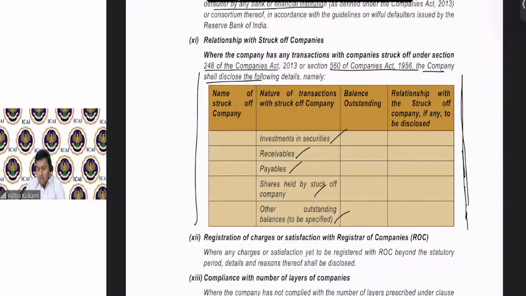This is applicable to all companies, not only Ind AS, even non-Ind AS companies. It was applicable, and there is no limit in this. This is mandatory. Okay. So does anybody have any idea?